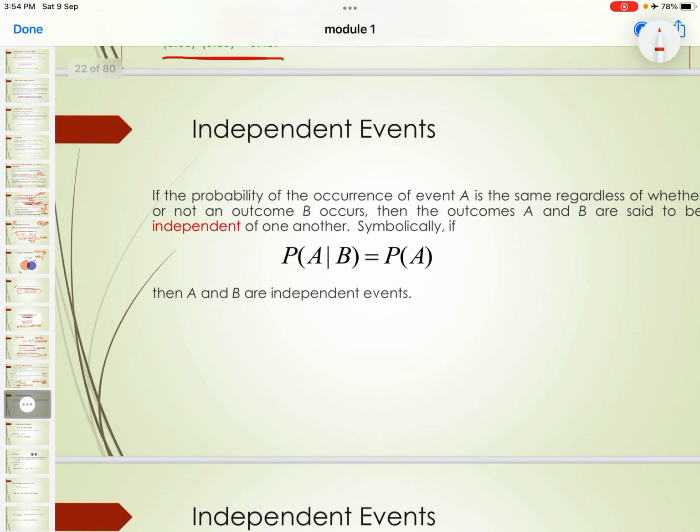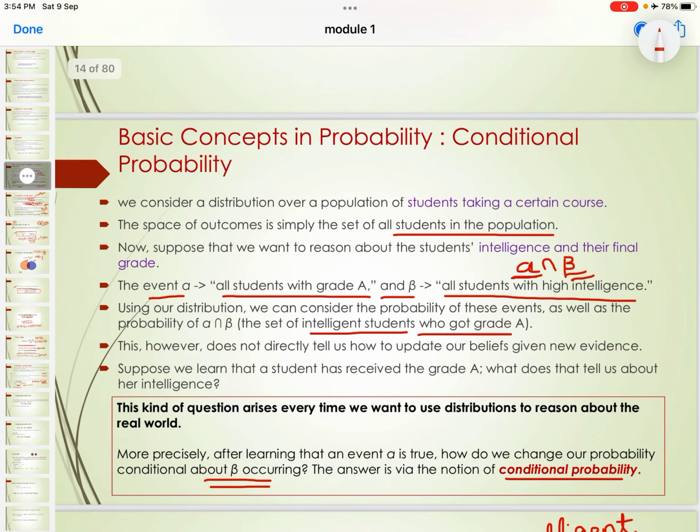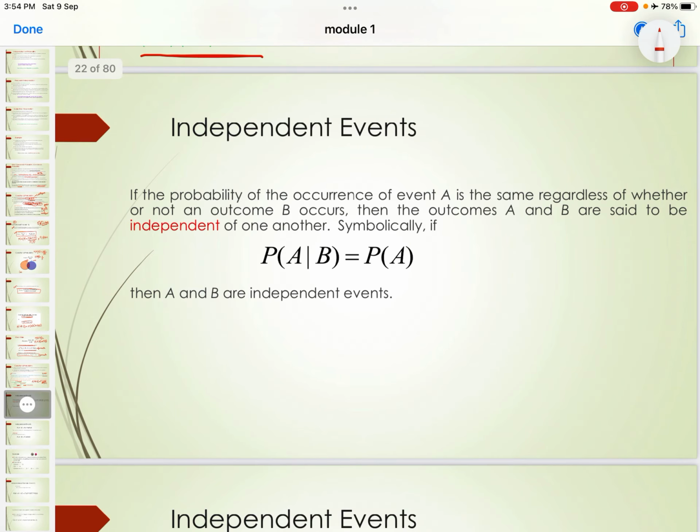Now next part is your independent events. Till now we studied about events with conditional probability, that means events which were dependent. The occurrence of B was dependent on the occurrence of A. So we say that they were conditional events. Now we learn about the independent events.